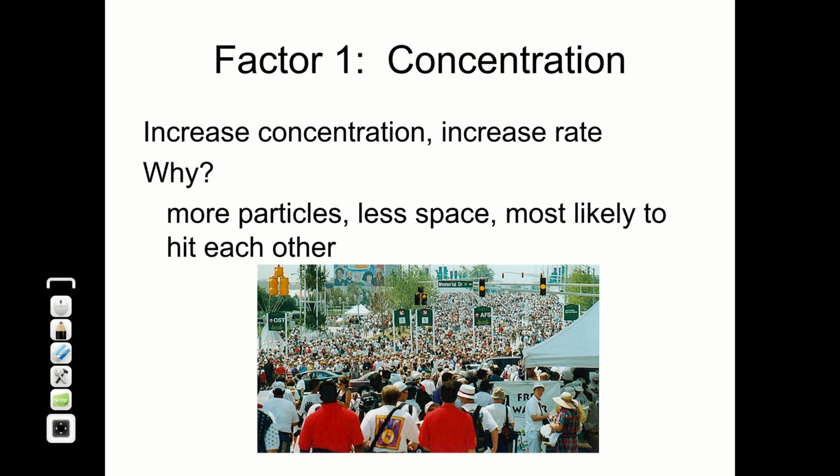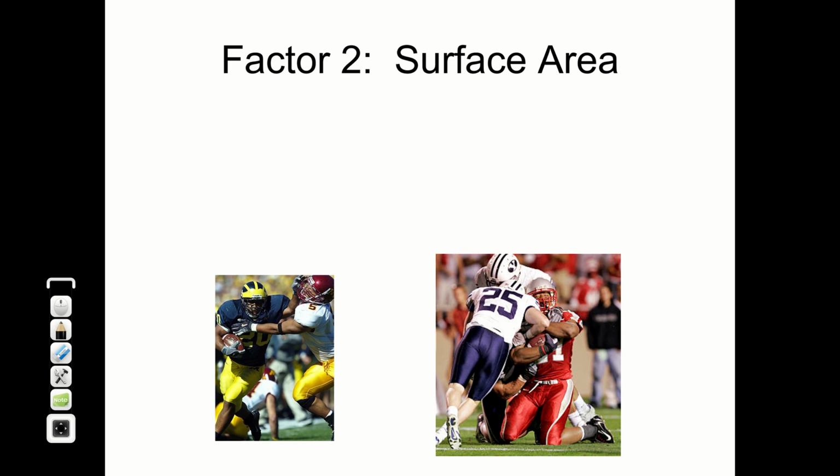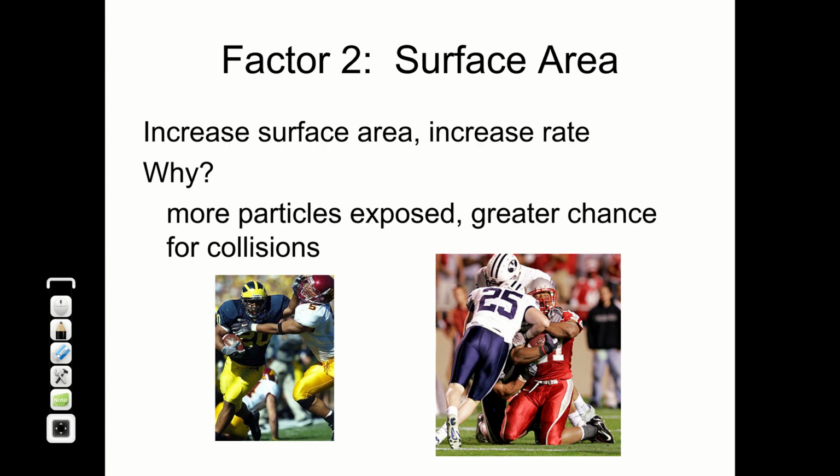But if there's more particles, less space, more likely to hit each other. Number two is surface area. Okay, this is kind of related to orientation. But if there's more surface area occurring, it'll increase the rate. Why? There's more particles exposed. If you expose yourself more, it's going to be more likely to have a collision again occurring.